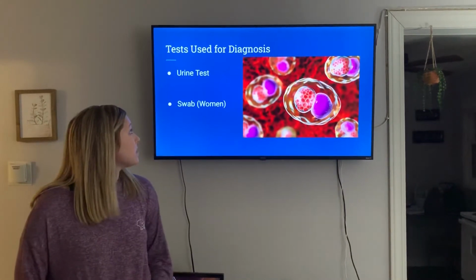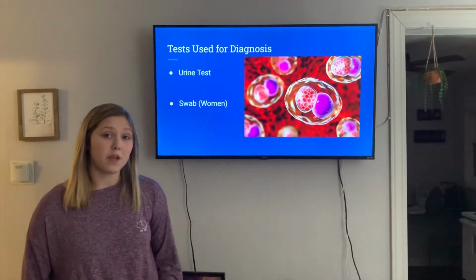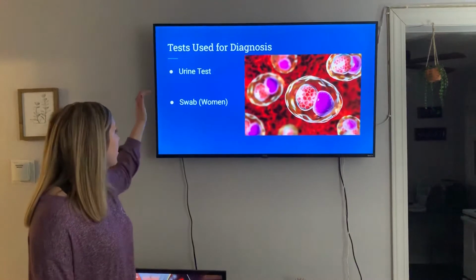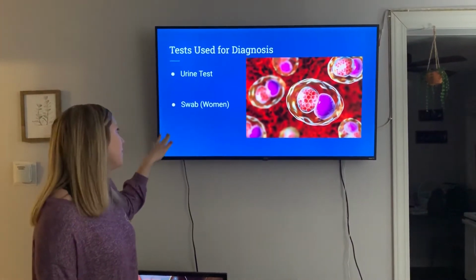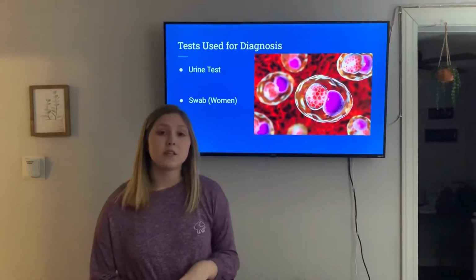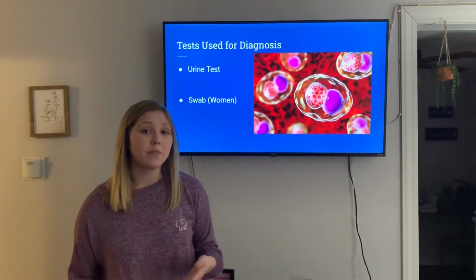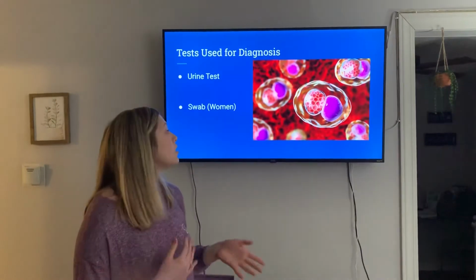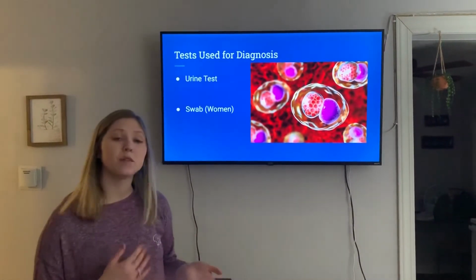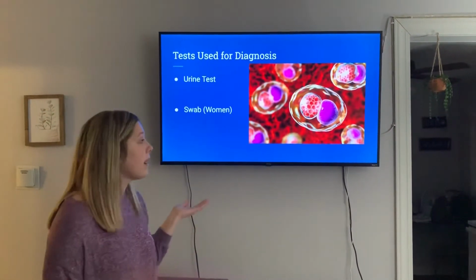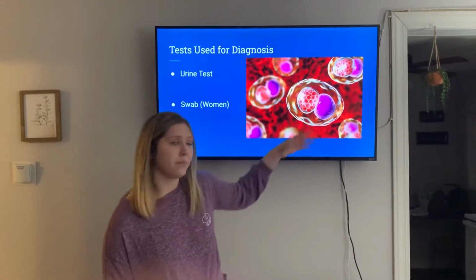Now we're going to talk about the tests that are used for diagnosing chlamydia. We have either a urine test or a swabbing. For the urine test, basically a patient will just pee into a cup, and that cup will be sent over to a laboratory, and that lab tech will look over the sample under a microscope and see if the bacteria matches that of chlamydia.